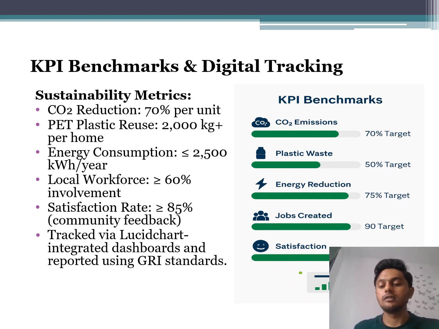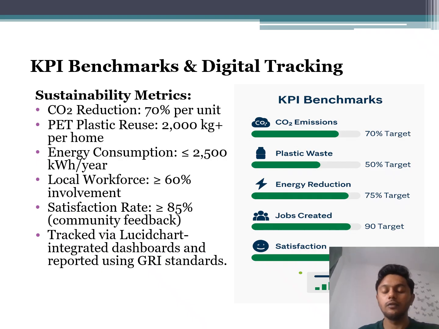First one is CO2 reduction: we are gonna reduce 70% of CO2 per unit. And second one is PET plastic reuse, 2000 kilograms plus per unit. We will reuse the plastic, 2000 kilograms per unit. And third one is energy consumption, which will be less than or equal to 2500 kilowatts per year.